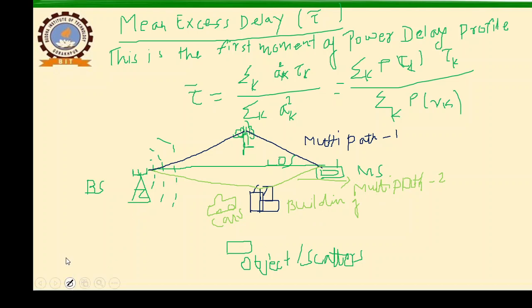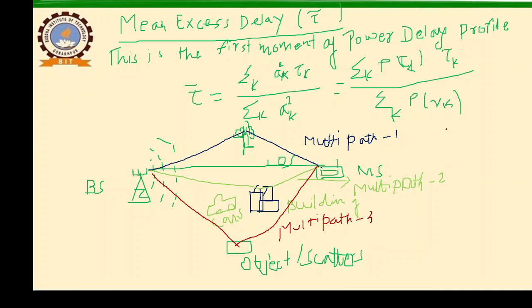When the transmitted wave strikes an object and is reflected back to the receiver end, it is the multipath component 3.